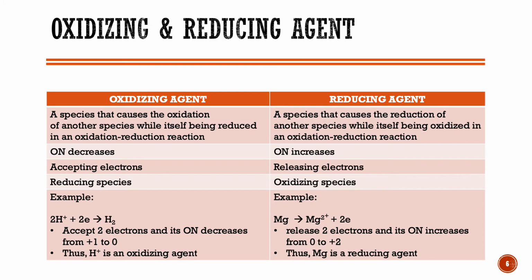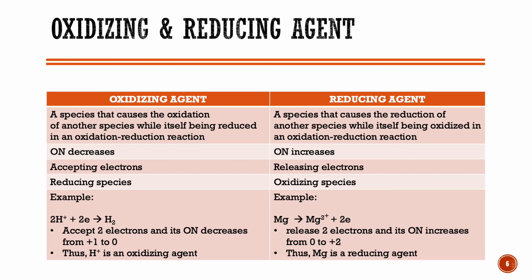Oxidizing and reducing agent are key terms used in describing the reactant in redox reaction that transfer electron between reactant to form product. In this slide, we discuss what defines an oxidizing or reducing agent and how to determine an oxidizing and reducing agent in a chemical reaction. Oxidizing agent is a species that cause the oxidation of another species while itself being reduced in an oxidation-reduction reaction. While reducing agent is a species that cause the reduction of another species while itself being oxidized in an oxidation-reduction reaction.